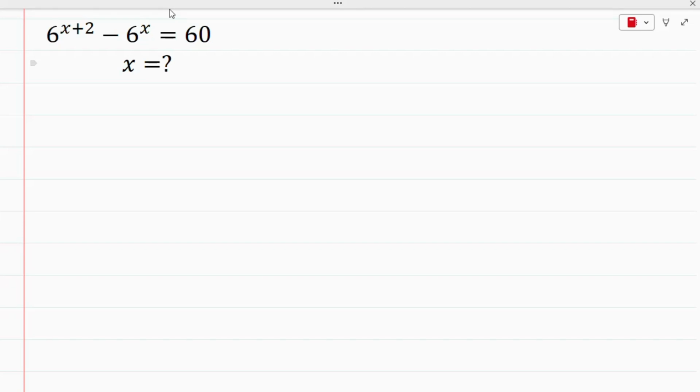So right here guys, we have this nice Math Olympiad problem that says 6 raised to the power of x plus 2 minus 6 raised to the power of x is equal to 60. We are to find the value of x.